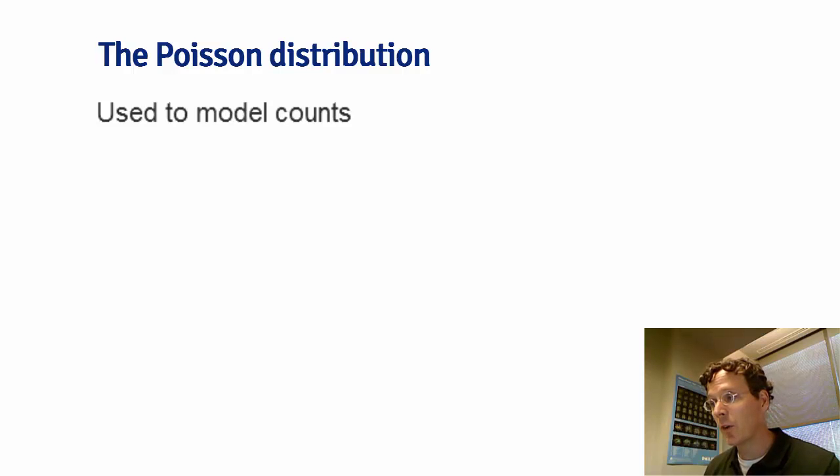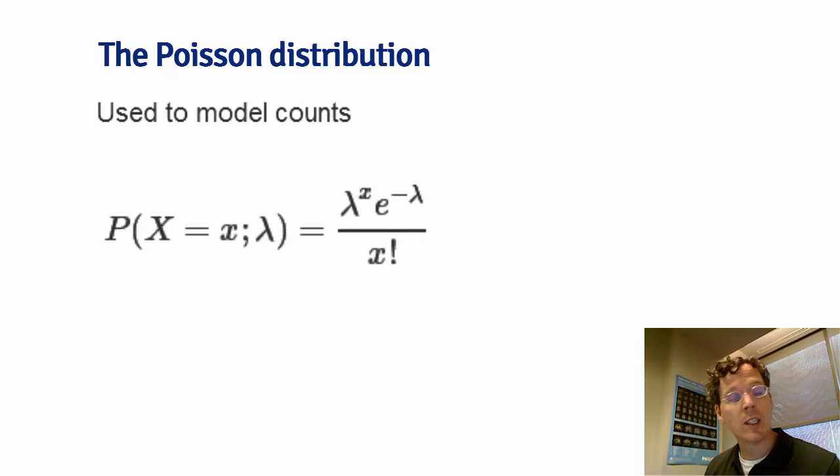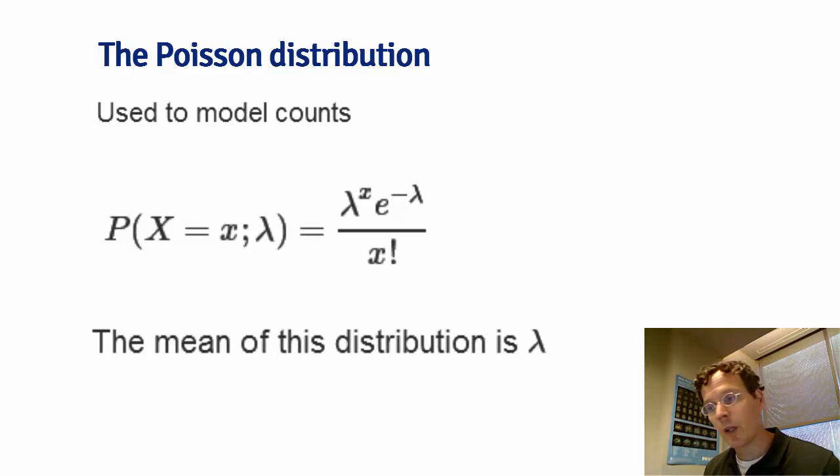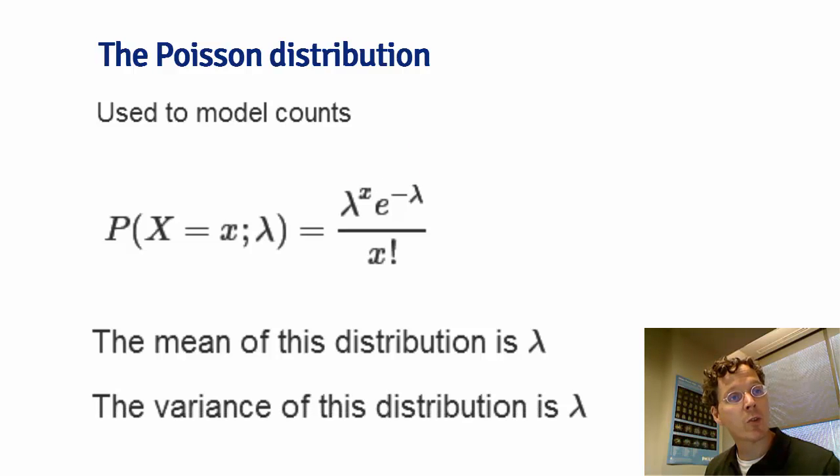The Poisson mass function is lambda to the x, e to the negative lambda, all over x factorial, where x is defined on the non-negative integers, 0, 1, 2, and so on. The mean of a Poisson random variable is lambda, this parameter here, and the variance of this distribution is also lambda.